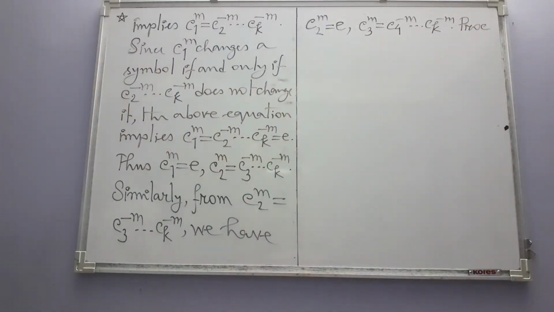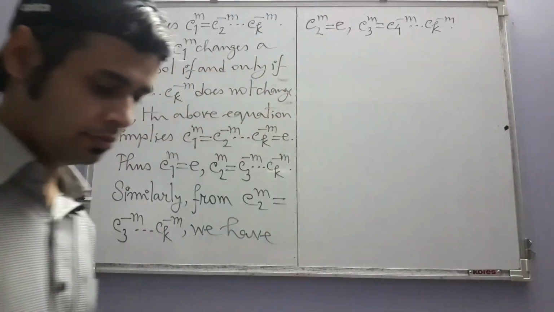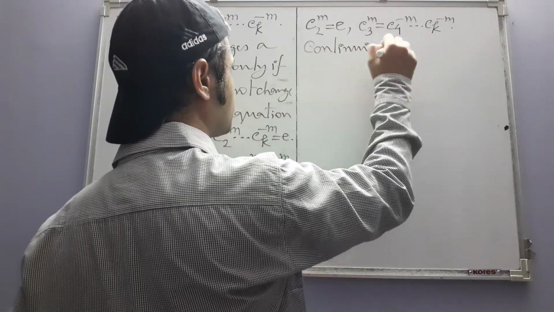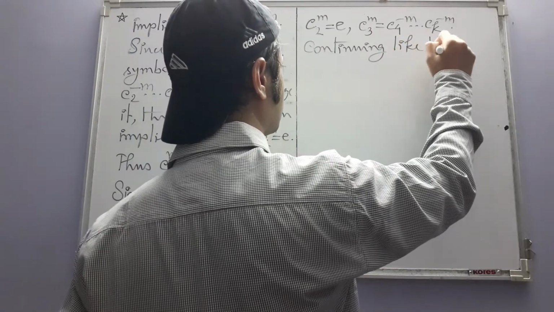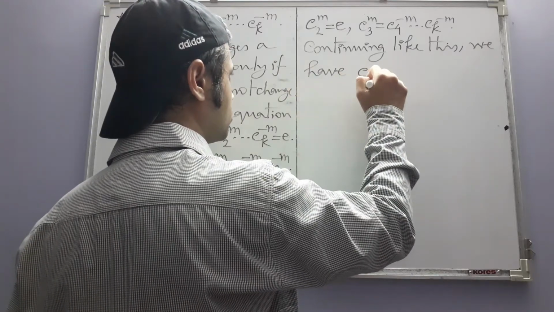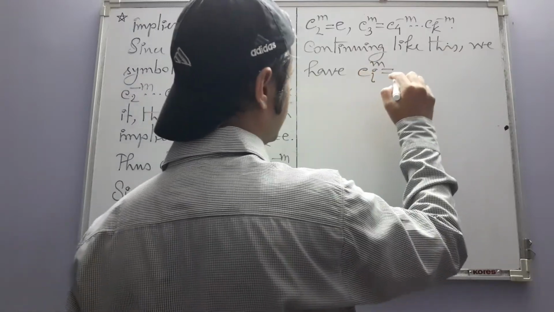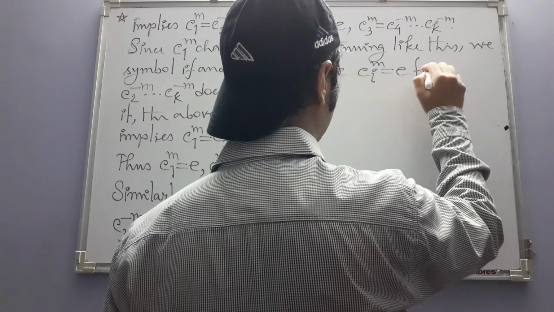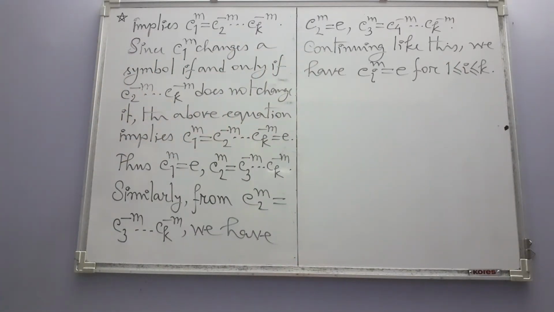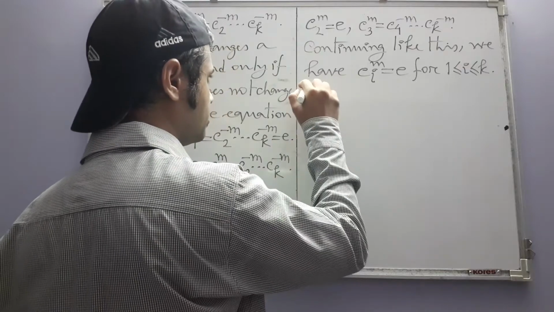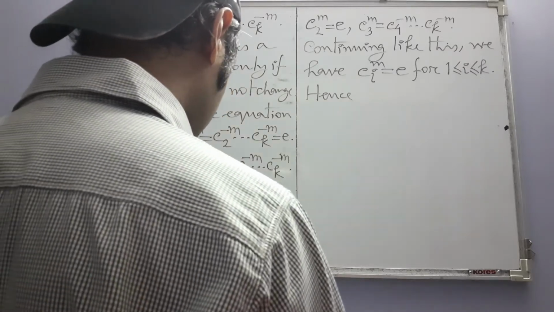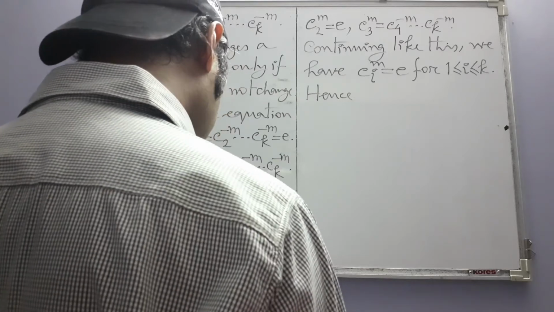Proceeding like this, we have the conclusion that the mth power of all the Ci's equals the identity. Okay. Hence, the mth power of all the Ci's are equal to the identity.